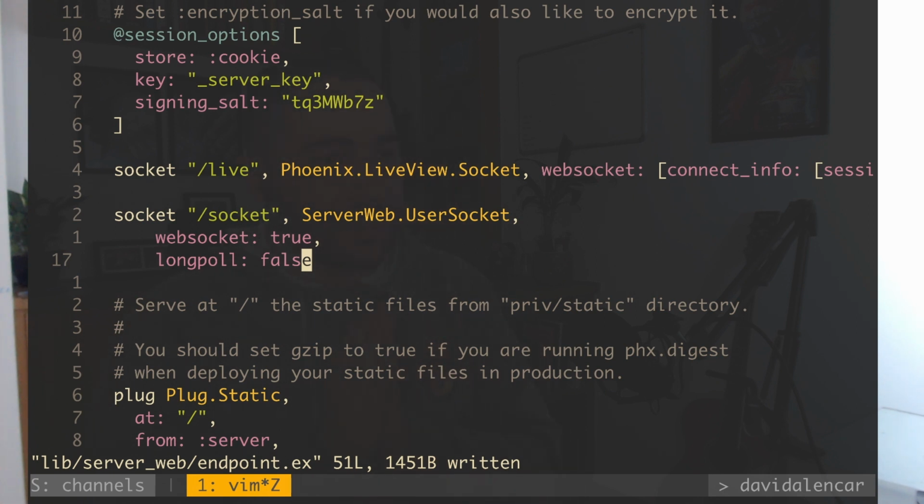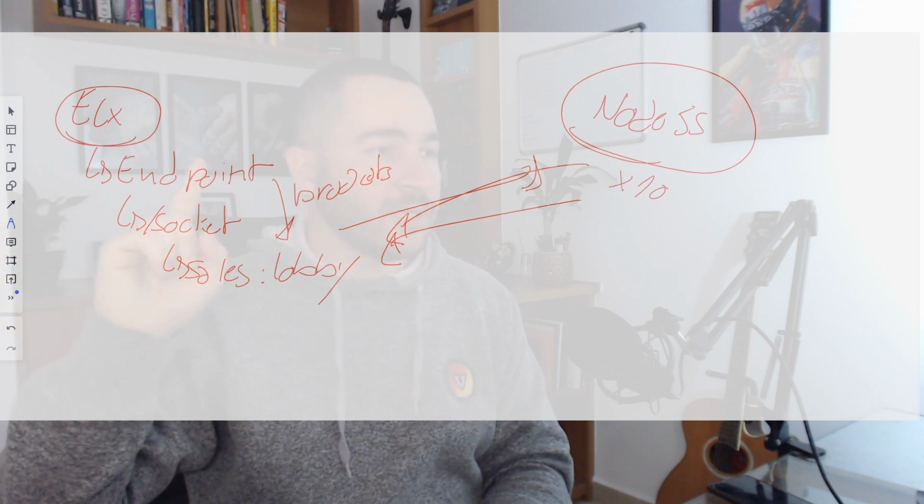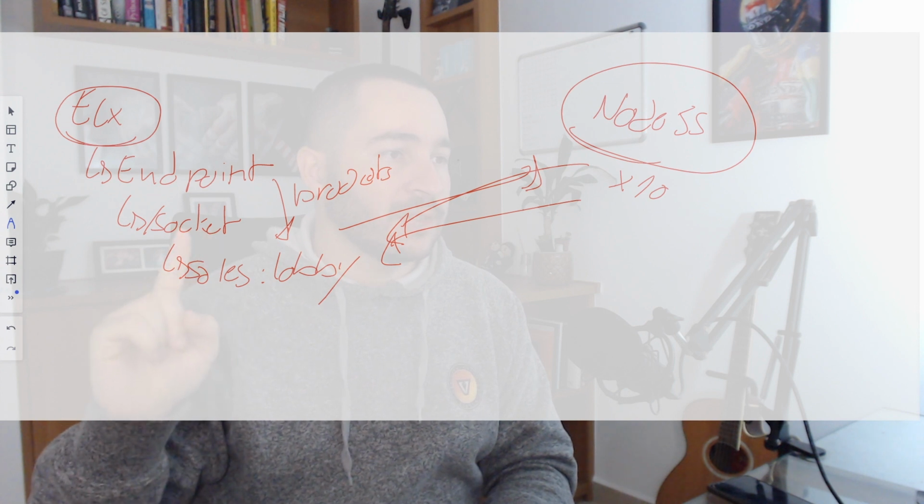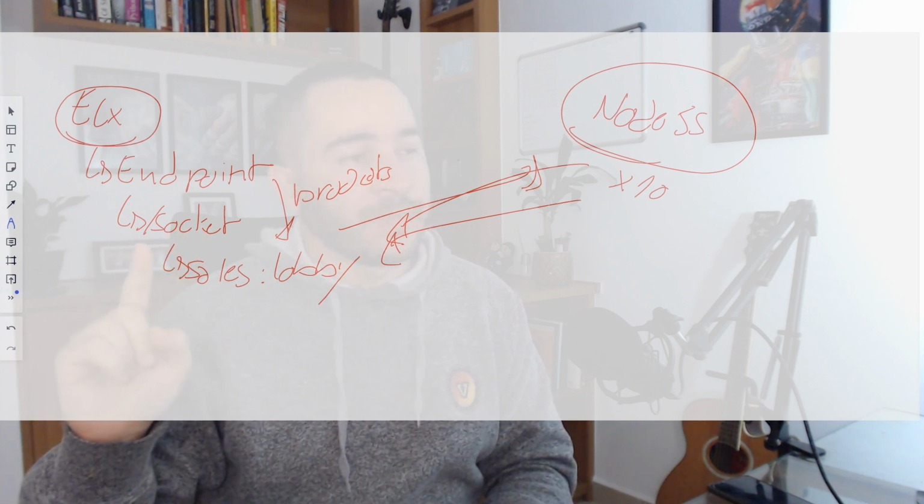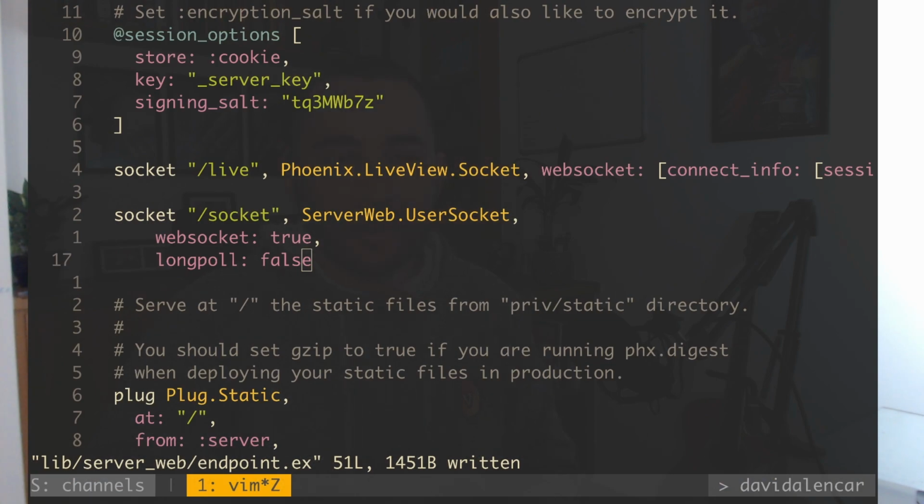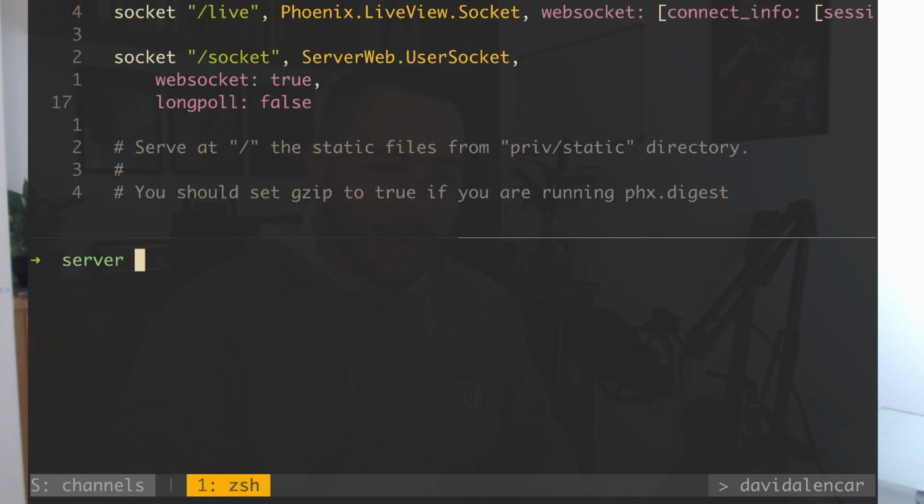The next step will be to create a channel following the plan here in my drawing. So now I already have an application, an endpoint, and a socket created under the path socket. Let's go back to my code. There is also an easy way to create a channel with the command mix phx.gen.channel.